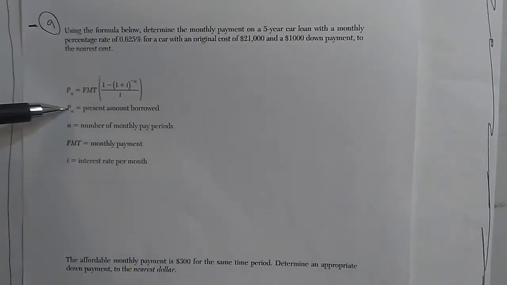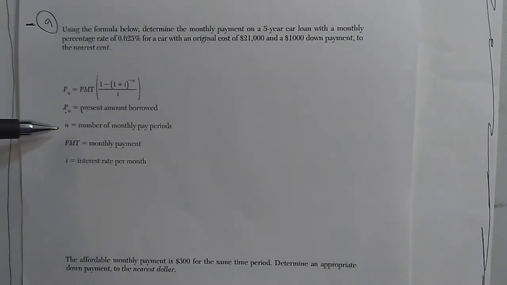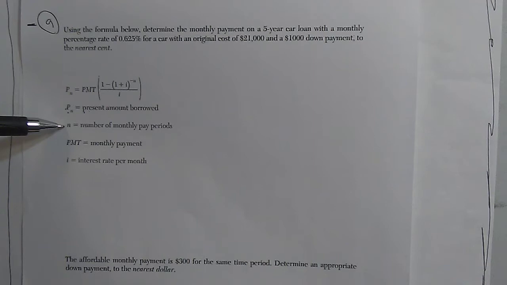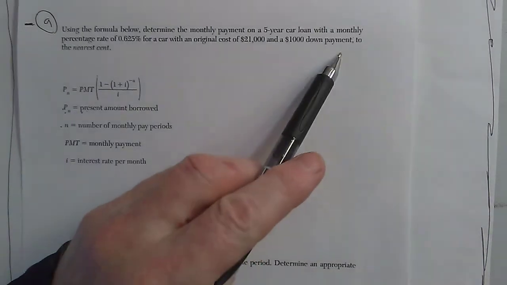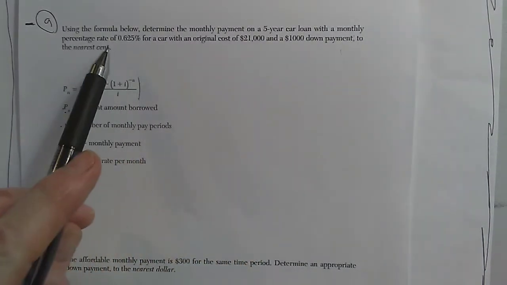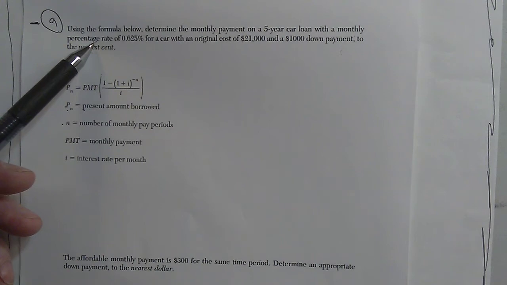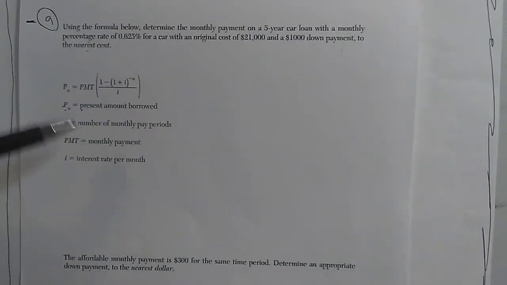So P sub n, present amount borrowed. That's the initial amount that you're borrowing from the bank to buy the car. How many months you're going to take to pay it off. Car loans are usually in months, which probably means the interest rate is in months. If you go back up here and look, monthly percentage rate. And that's usually how it goes. If they charge you interest per month, you make a payment per month.